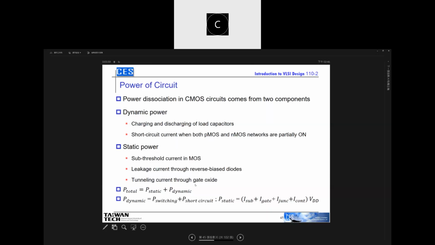Okay, but the bottom line is, if you want to have a low-power circuit design, then you probably should reduce the dynamic power and the static power at the same time. Okay, so that's the ideal case.